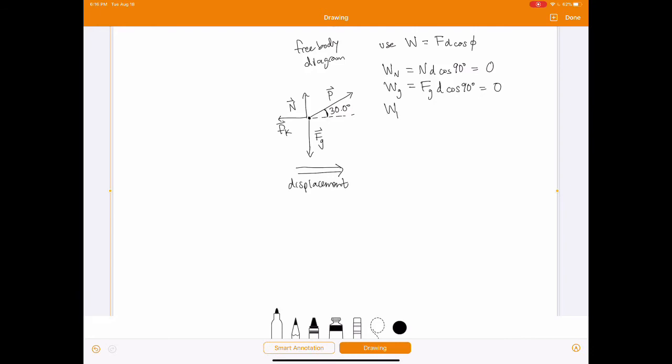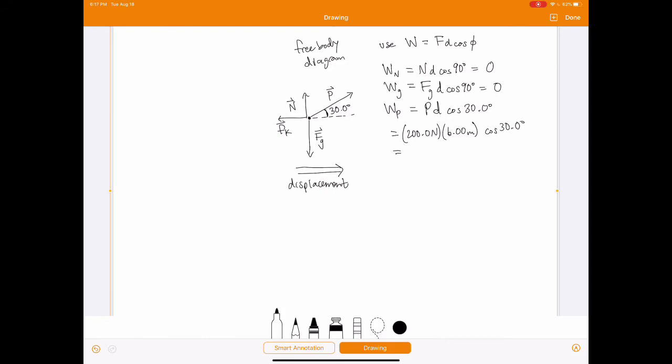Okay, for the work done by the pull force, that's going to be the force that we're pulling with, P, times the distance we move times cosine of 30 degrees. So in other words, the direction of the pull force is at 30 degrees to the direction of the displacement. And at this point, we can just plug in some numbers. So we're pulling with 200 newtons of force. The distance we move is 6 meters. And then, of course, we have cosine of 30 coming along for the ride like this.